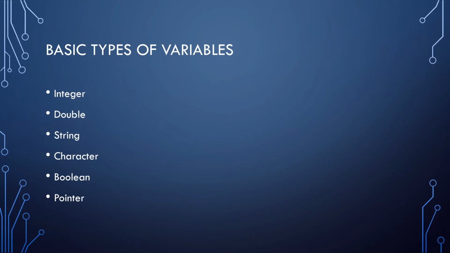These are some of the basic types of variables. There are, of course, more variables that we can go into, but these are the most basic types. There is the integer type, double, string, character, Boolean, and pointer.